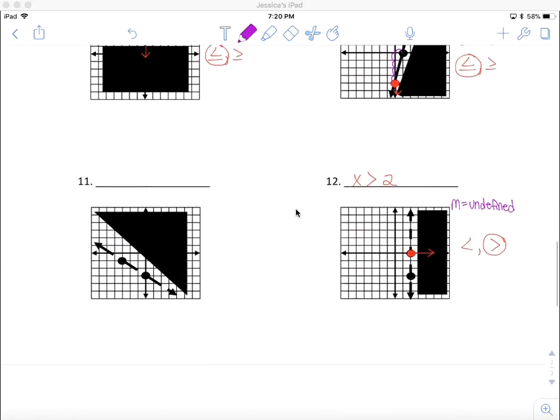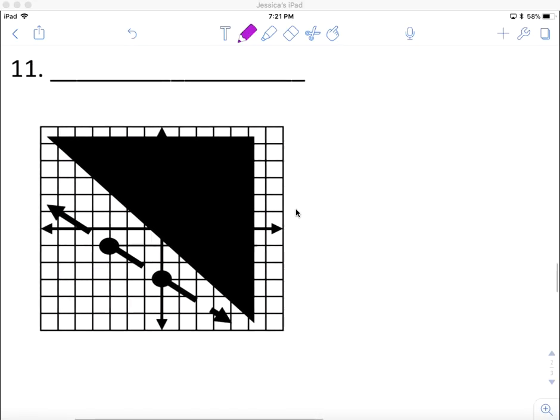Finally, let's check number 11. On number 11, I have a negative slope. I am moving down 2, right 3. So my slope is negative 2 over 3, rise over run. My y-intercept on this one, I'm crossing the y-axis at negative 3.